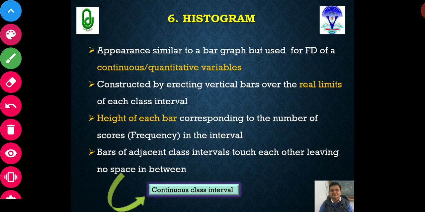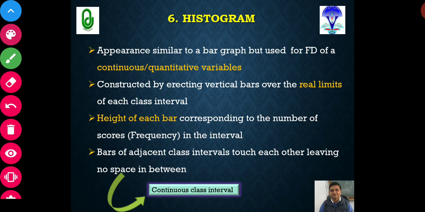Now another very important one, the most important I think for us to represent data in visual form, is the histogram, because the histogram works with quantitative data. What we have seen in the bar diagram is that the bar diagram works with qualitative data, whereas in the histogram we are working with continuous or quantitative variables. So how is it constructed? It is constructed by erecting vertical bars.